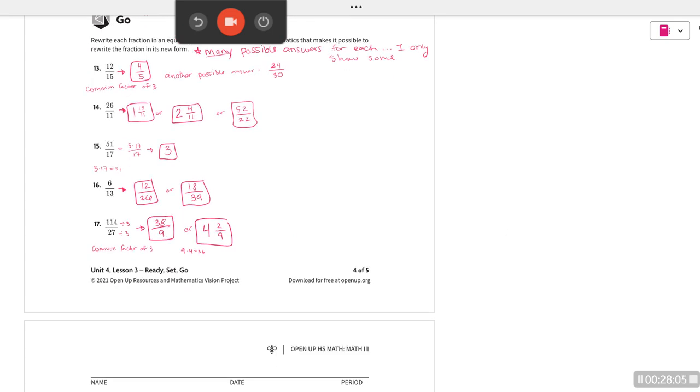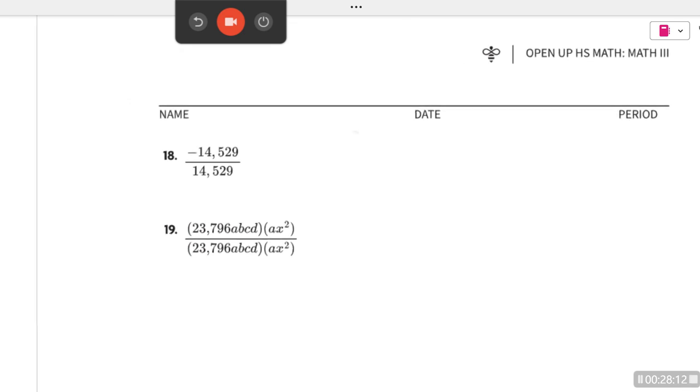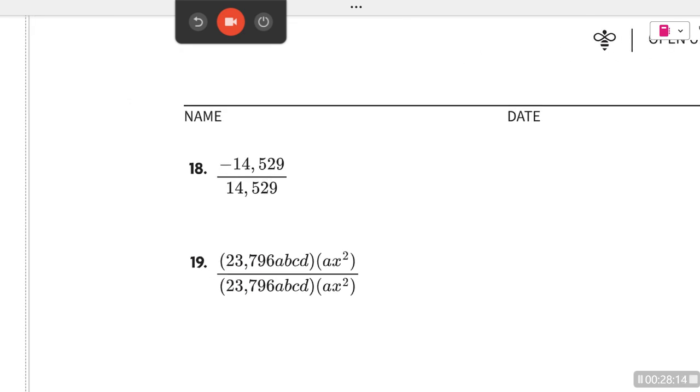All right, let's go down to questions 18 and 19. I think those are our last 2 on this page. So question 18. Notice I have a negative 14,529 and a positive 14,529, so I can just divide them both out and just make it -1. Here again, there are a few answers.